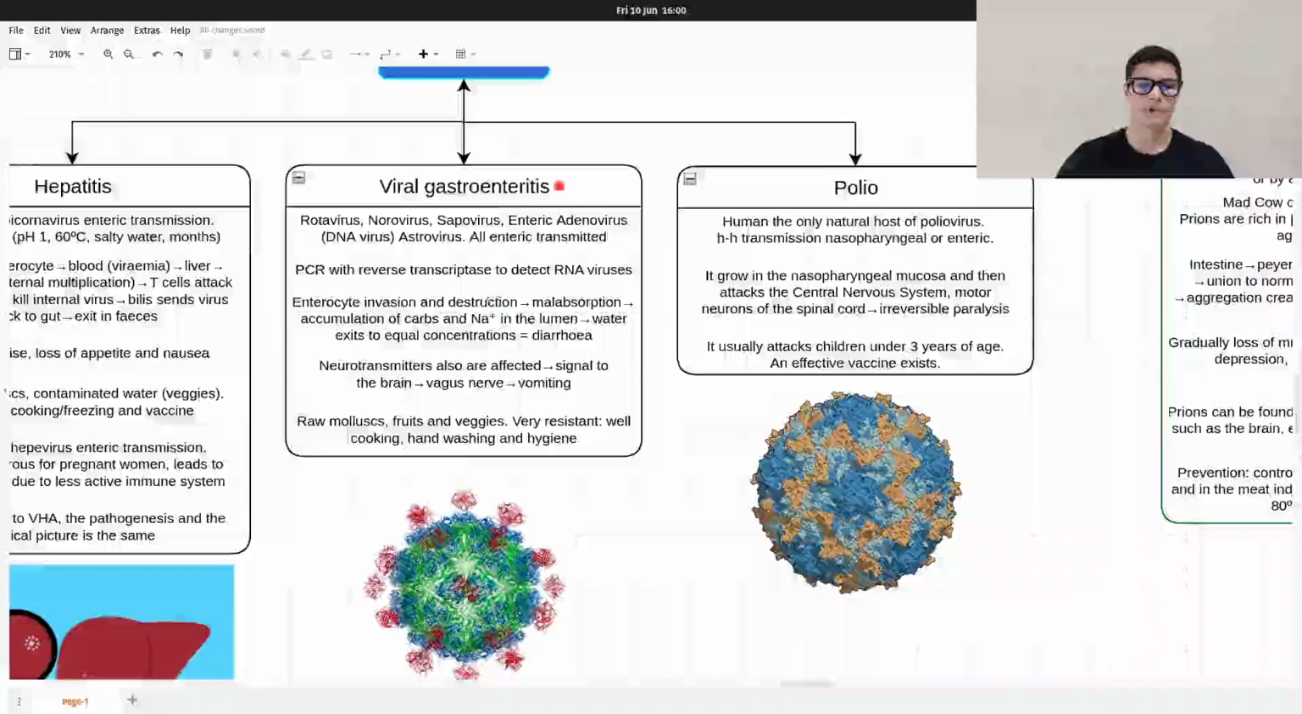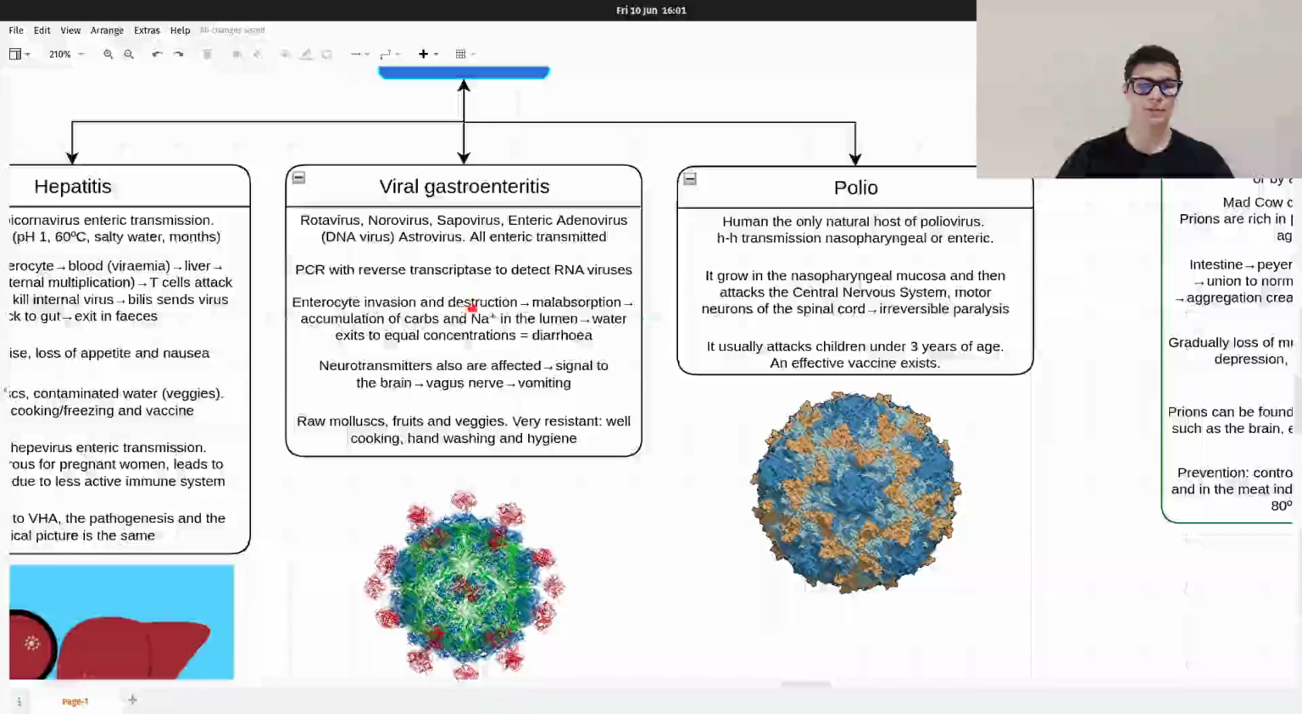Then we have the viral gastroenteritis viruses: rotavirus, norovirus, sapovirus, and enteric adenovirus, which is the only DNA virus. The other ones are RNA viruses, and also the astrovirus, all enterically transmitted. PCR with reverse transcriptase is necessary to detect the RNA viruses.